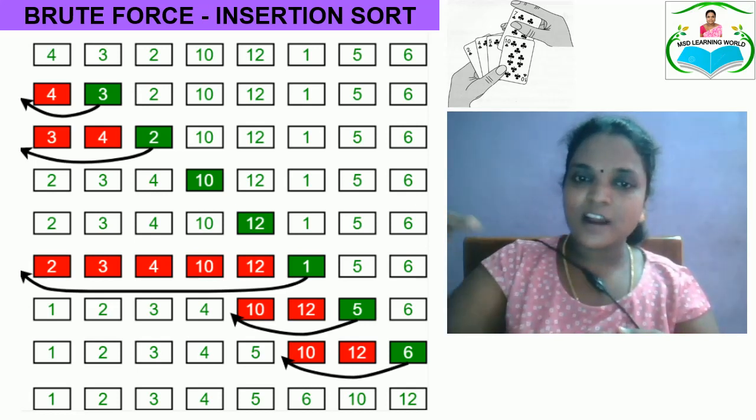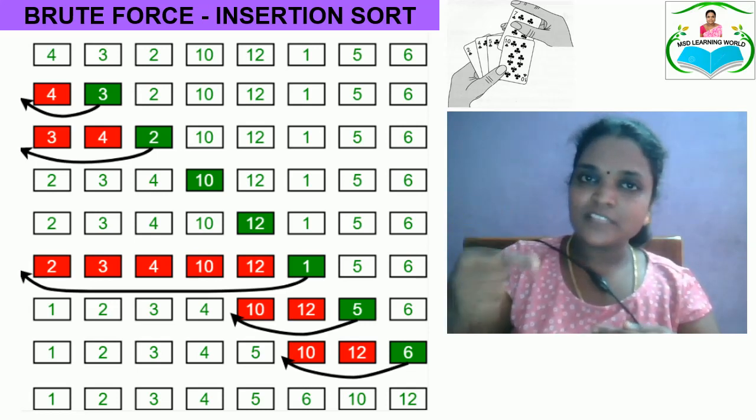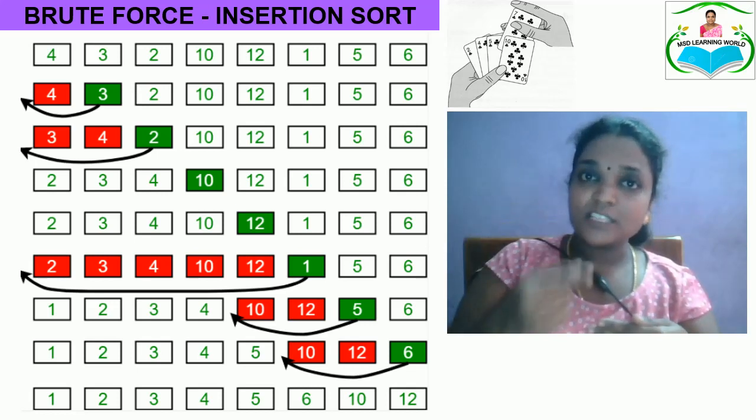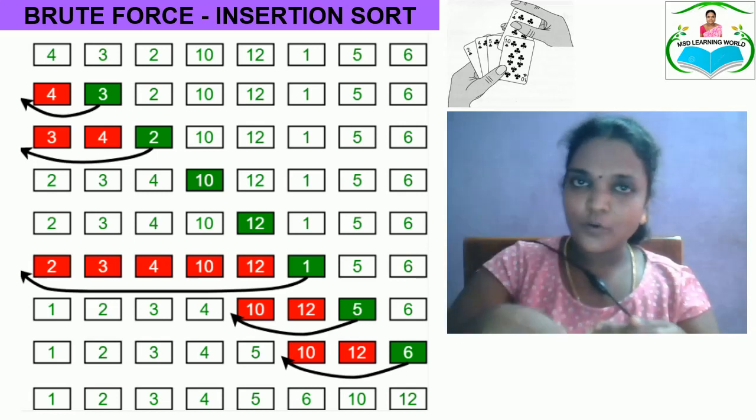I am going to take the card 5. So 5 is lesser than 12, 12 is shifted. 5 is lesser than 10, 10 is shifted. 5 is greater than 4. This is the place where I am going to insert this card, after 4.